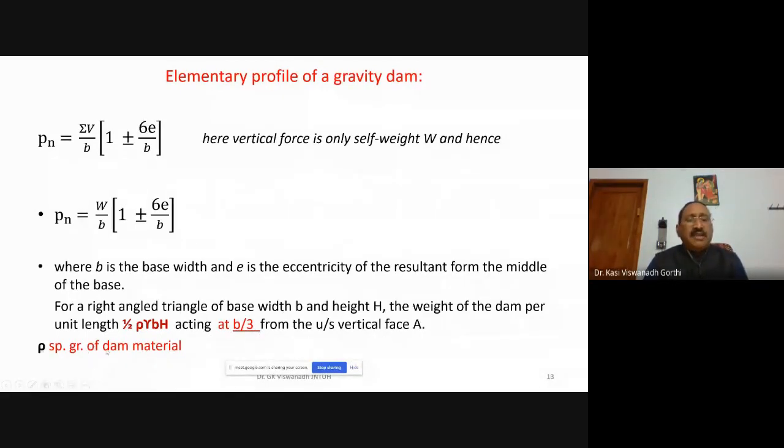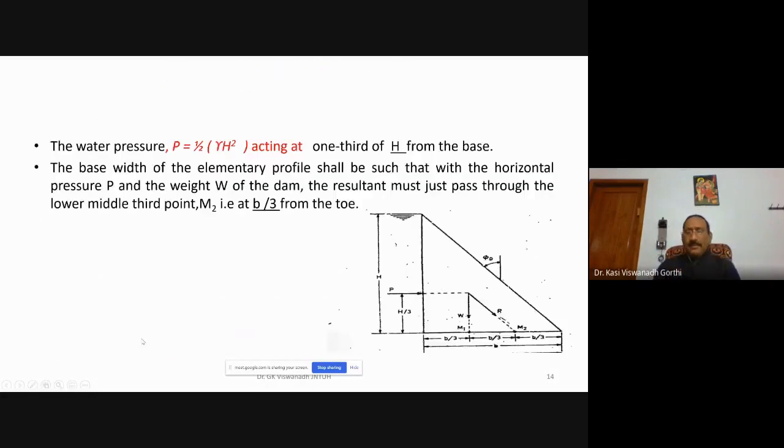Here rho is the specific gravity of the dam material, maybe 2.4 for concrete and so on. The second force is the water pressure force. This water pressure force is equal to the area of the water pressure diagram, which is also a triangular distribution. It spreads over a height of h with intensity gamma h. So half of gamma h into h, gamma h square by 2, is the water pressure, which acts at one third of h from the base. You can see here h by 3 is the point of application of the hydrostatic water pressure, and the self-weight W acts at a distance of b by 3 from this point, 2b by 3 from the toe.